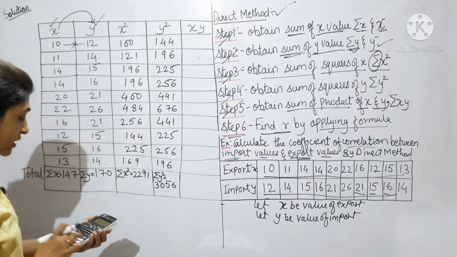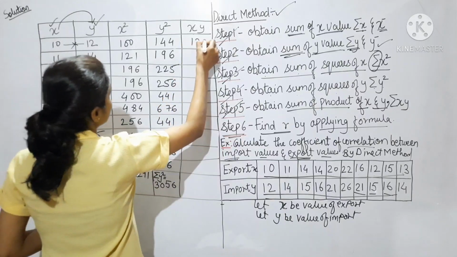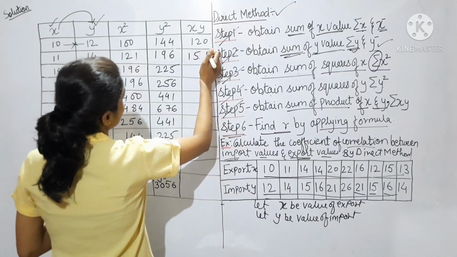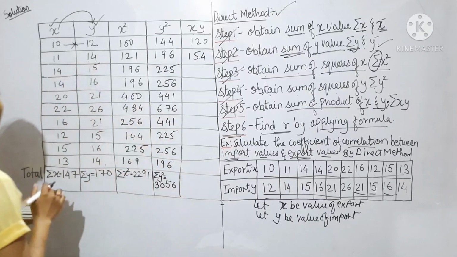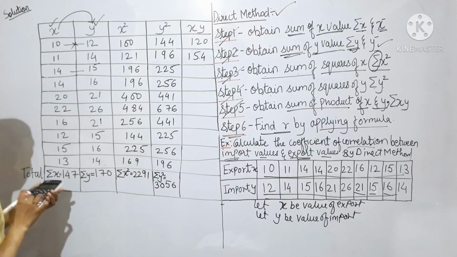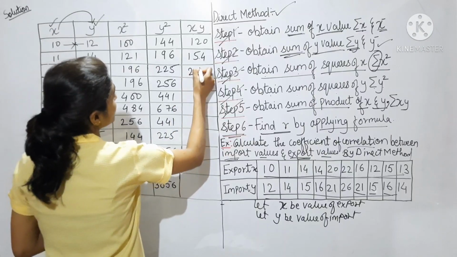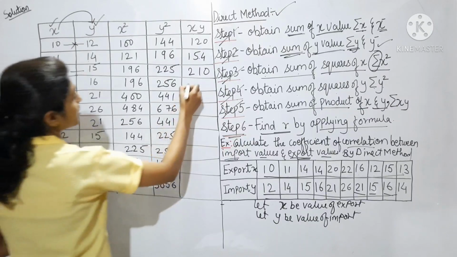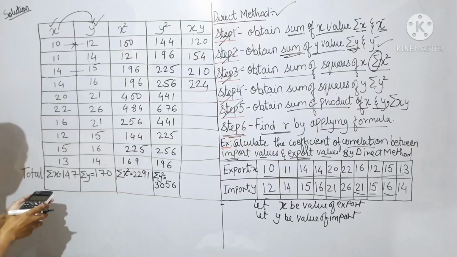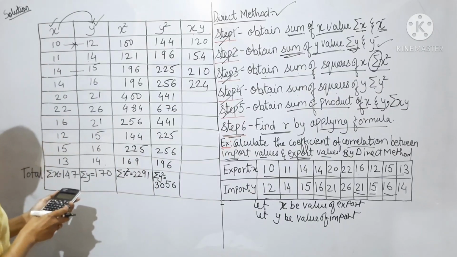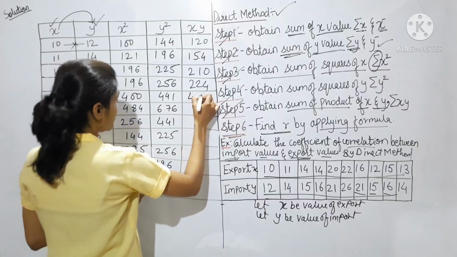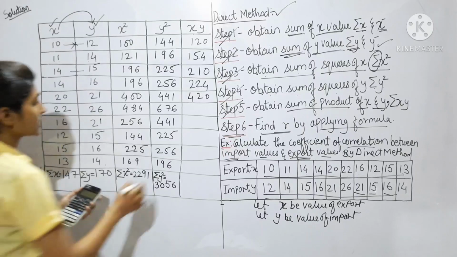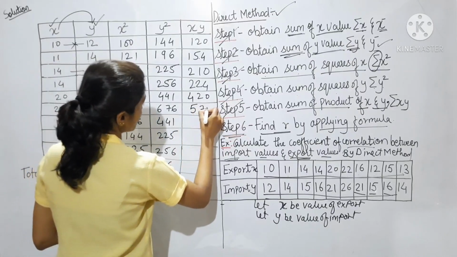So 10 multiplied by 12, 120. 11 multiplied by 14, 154. 14 multiplied by 15, 210. 14 multiplied by 16, 224. 20 multiplied by 21, 420. 22 multiplied by 26. Give your answers in the live chat box.